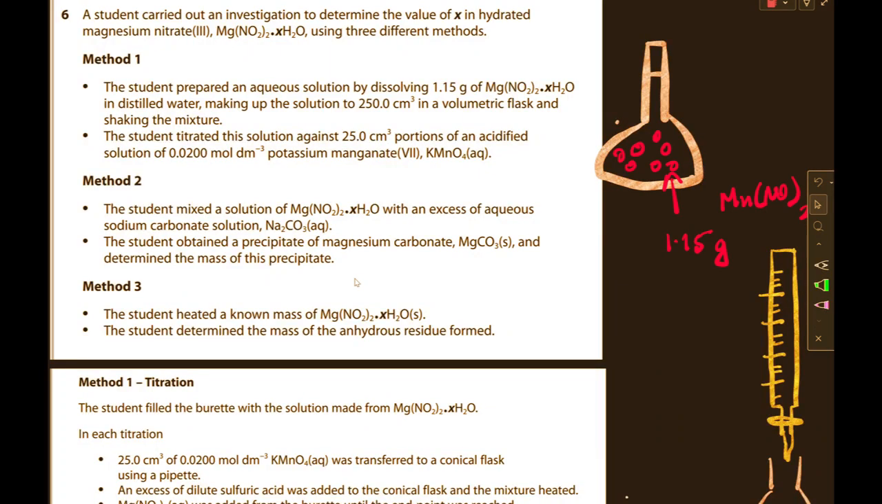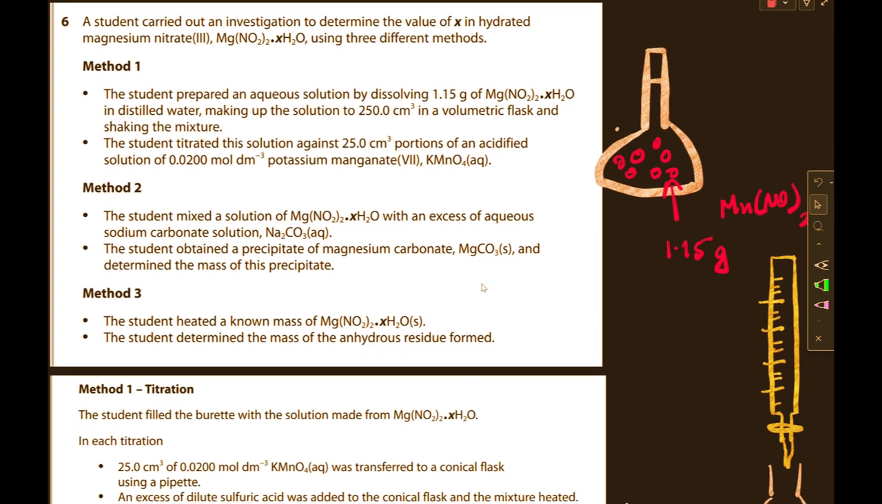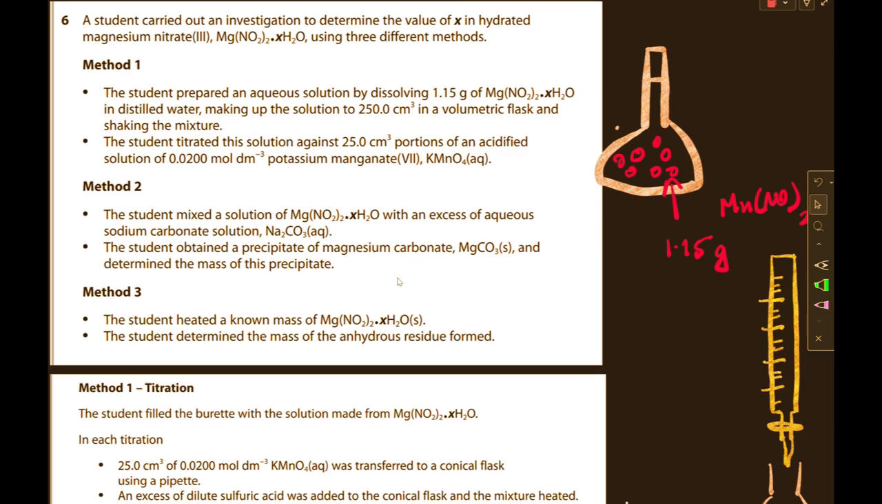This A-level chemistry question looks difficult, but it is really just 5 simple steps. Many students lose marks because they lose track of where the moles are. And for that, I would like you to draw a diagram as you read the question. The question says a student carried out investigations.